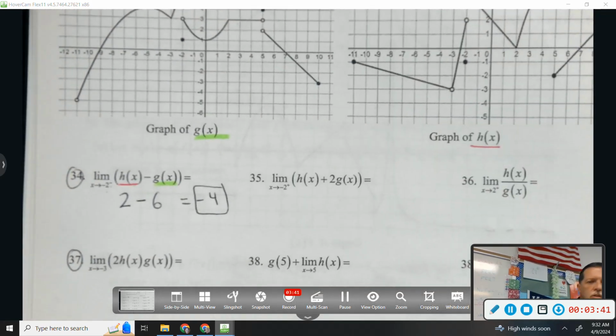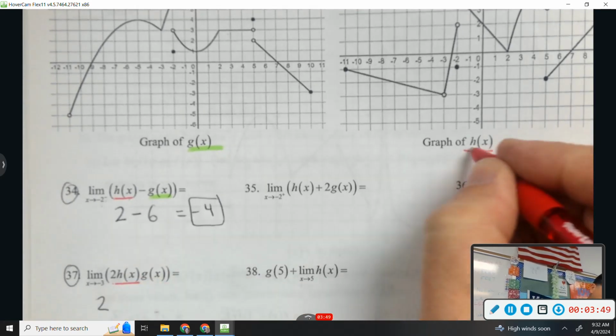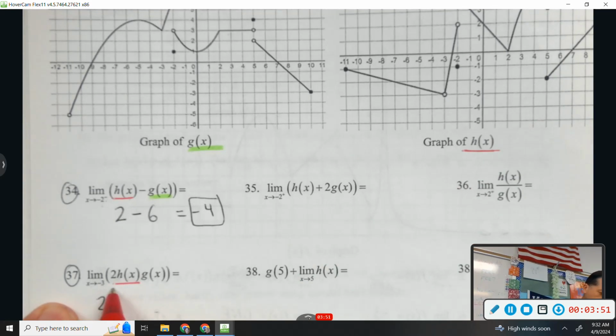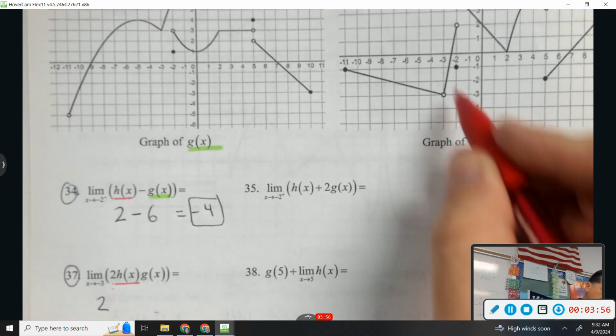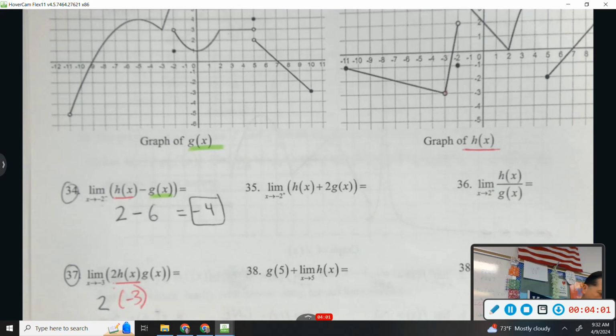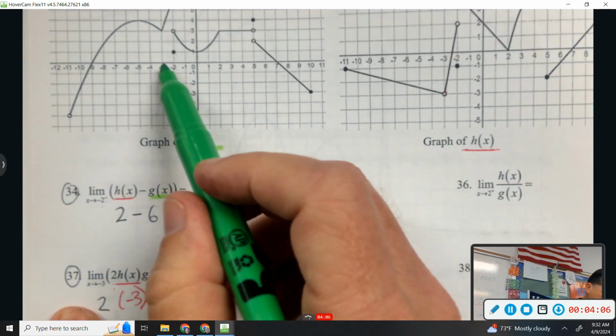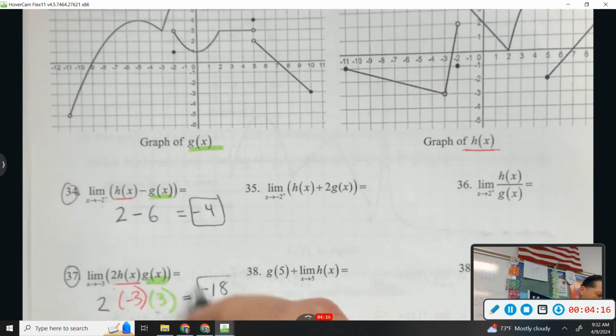37. 2 times h of x times g of x. Okay, so again, with making sure we look at the right graph. So as x approaches -3 on the graph of H. So graph of H, x approaches -3 is -3. Graph of G, as x approaches -3 is 3. And so 2 times 3 times 3 is -18.